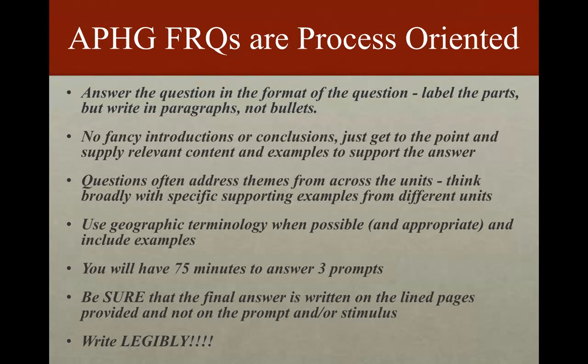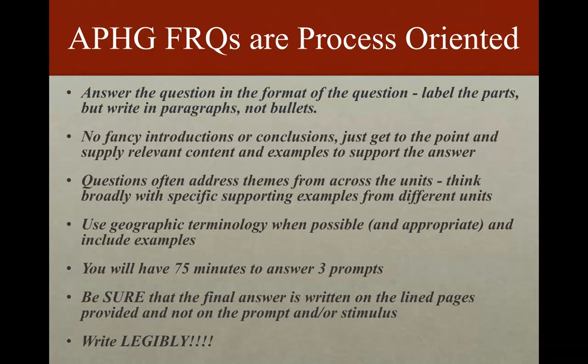So when you have FRQs, you want to label the parts. So Prompt 1, Part A, Prompt 1, Part B. Write in paragraphs. Do not bullet point unless it asks you specifically to list or bullet point. No fancy introductions or conclusions. Those aren't necessary. Just get to the point. Supply relevant content that answers the question and what it's asking.